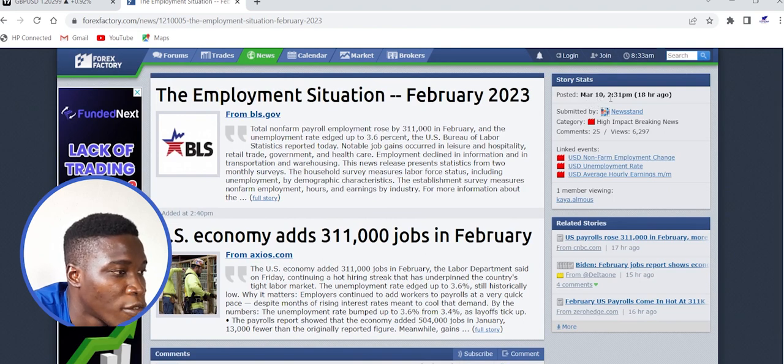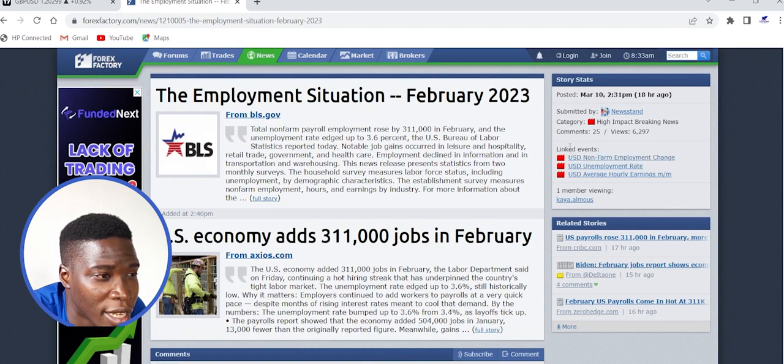For more information about the full story, right? So this was the fundamental, and it was posted March 10th, by 2:31 p.m. and submitted by Newsstand and all these things. So the most important aspect that you need to put at the back of your mind is that red folder. Anytime you see a red folder, that means the fundamental is going to be very volatile.